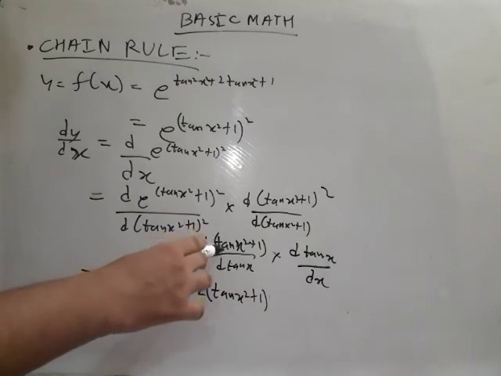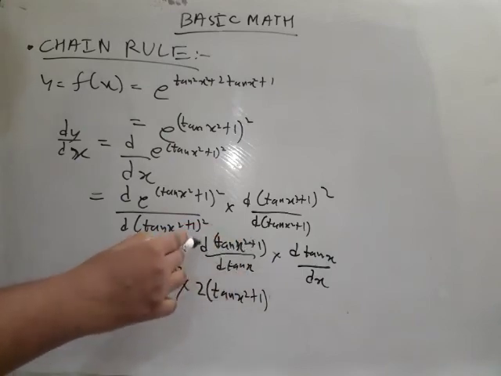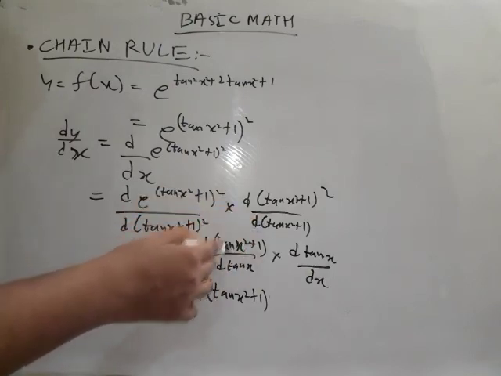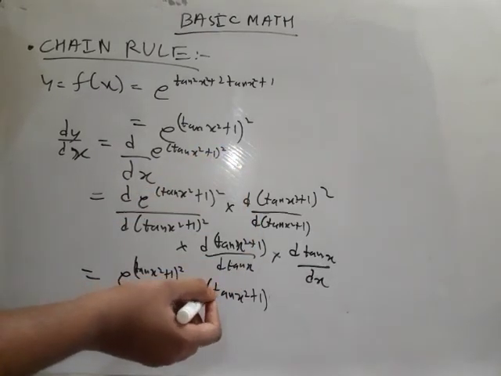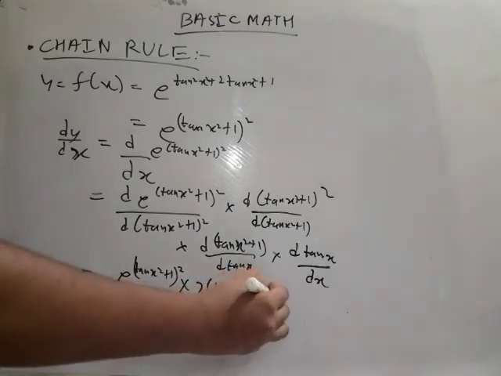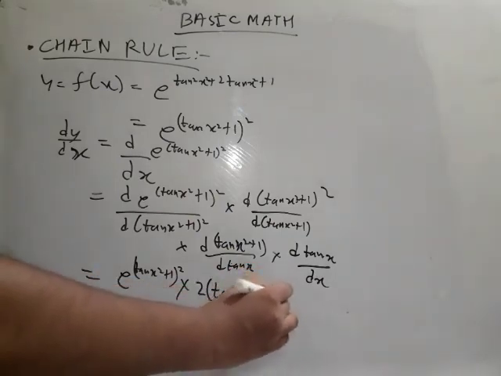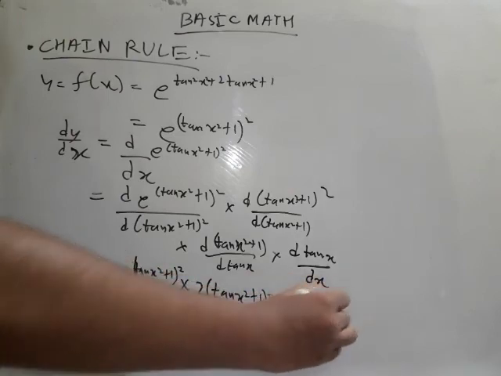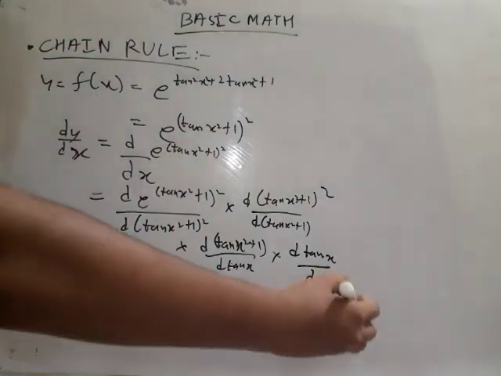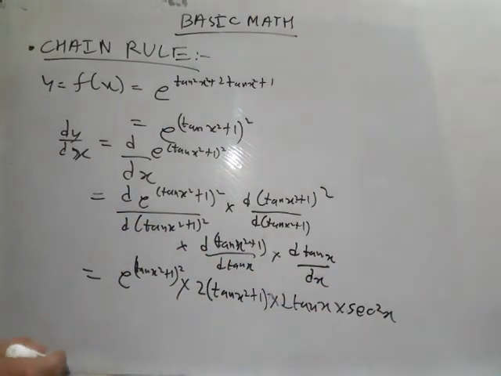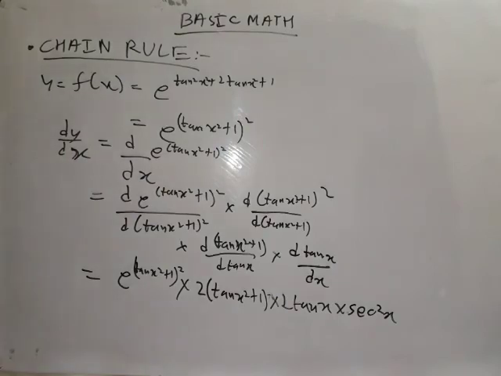Now again multiplied by d of (tan x square plus 1) by d tan x, suppose we take it to be d of (t square plus 1) by dt. So that is what? d t square by dt, d1 by dt is 0, so d t square by dt is 2t, that is 2 tan x. So into 2 tan x. Now the last one, what is the differentiation of tan x? Sec square x. So it is sec square x. Done. This is the chain rule.